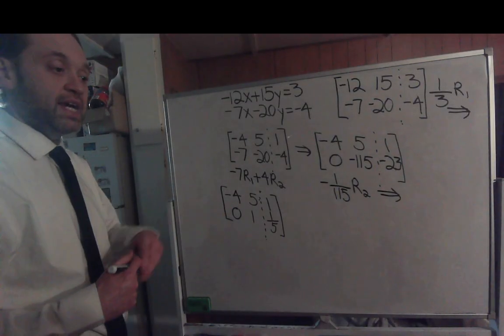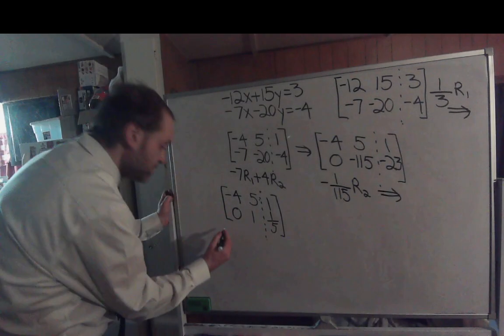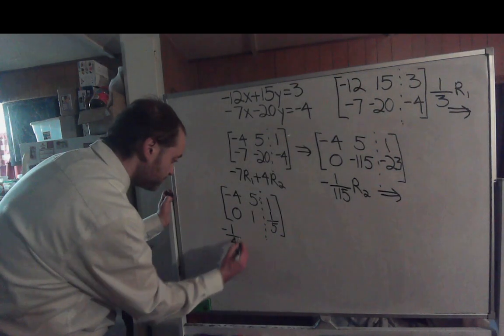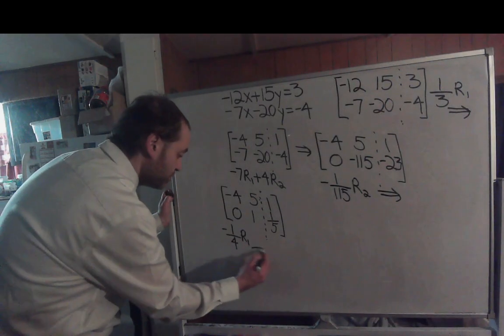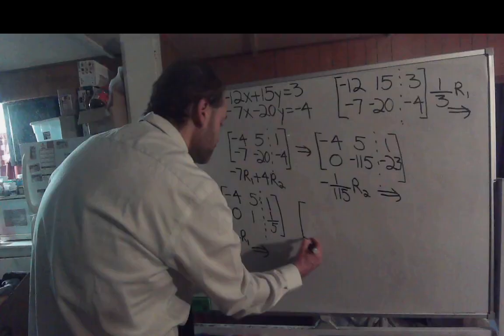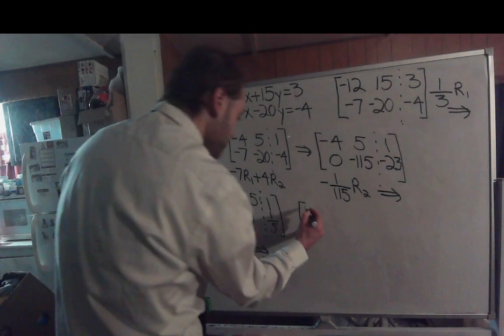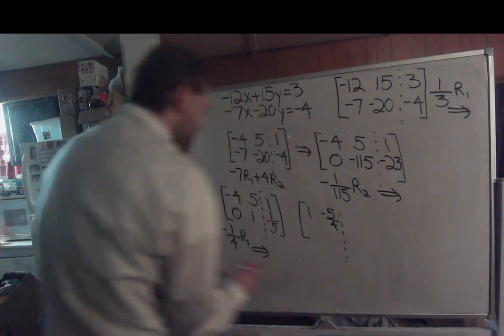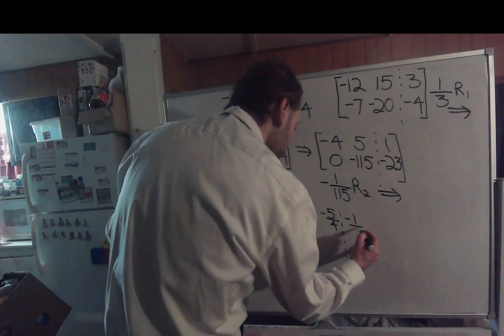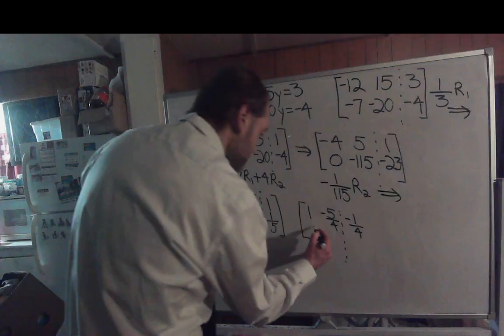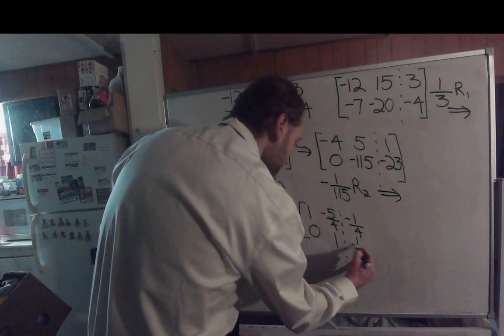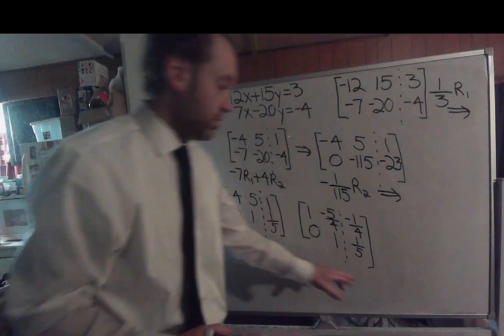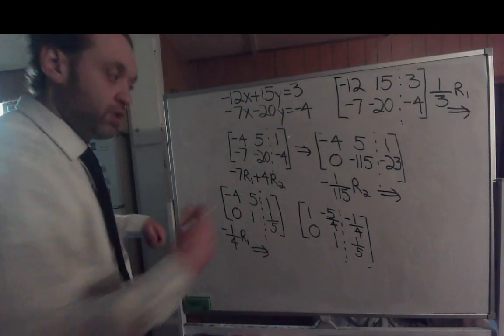So let's go ahead and take negative 1/4 of row 1, which will turn the next matrix into negative 1/4 of negative 4 is positive 1. Negative 1/4 of 5, that's negative 5/4. And then negative 1/4 of 1 is negative 1/4. And then you have your 0, 1, and 1/5. So now you have a matrix in row echelon form, since both of your leading digits in both rows are 1s.